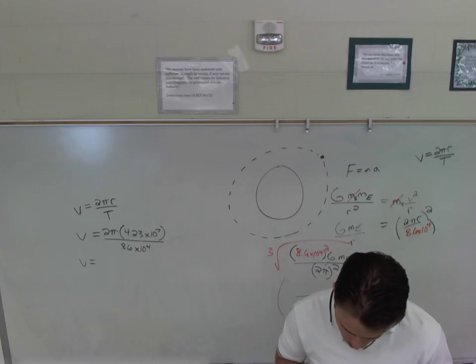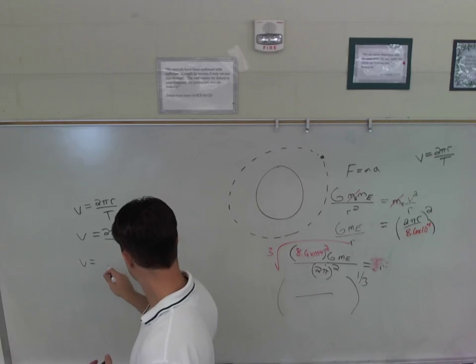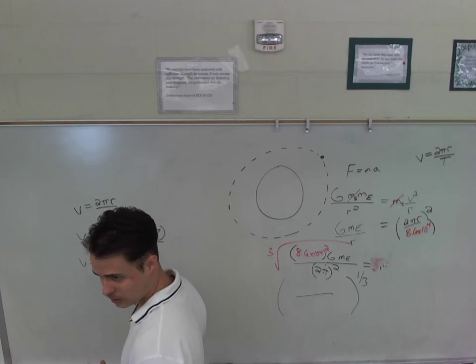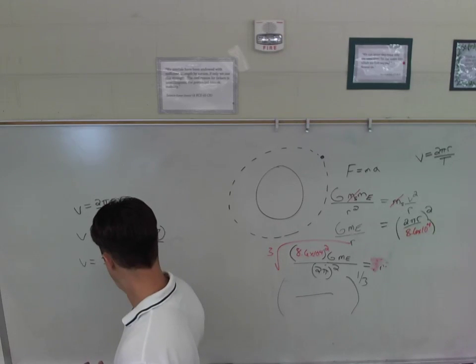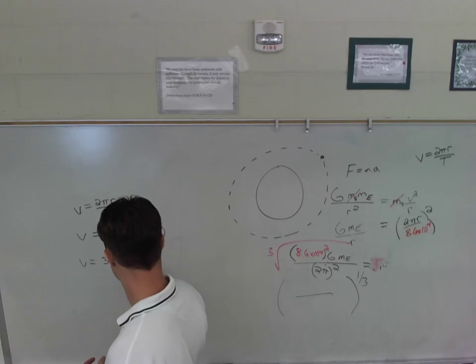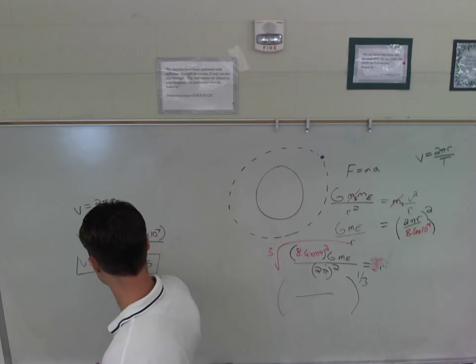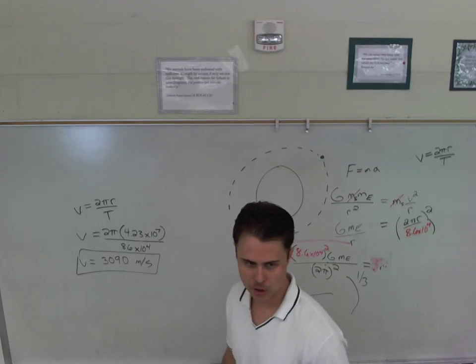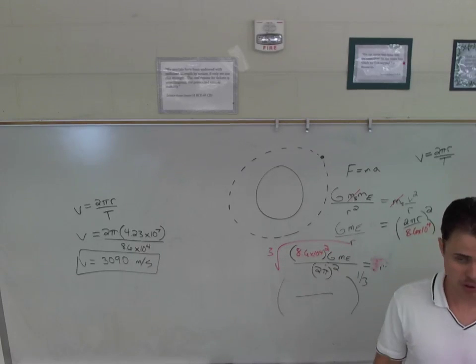3090. They got 3730? 3090. Yep. I think there's just some rounding issues. Sweet. So how did they do it?